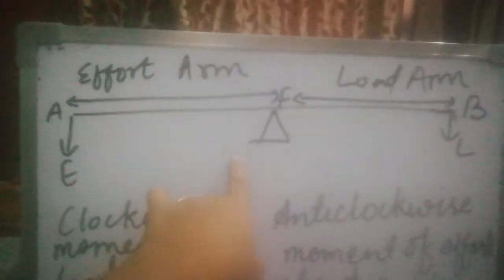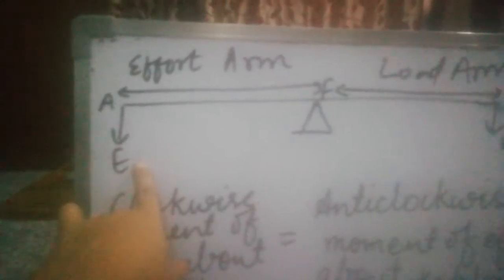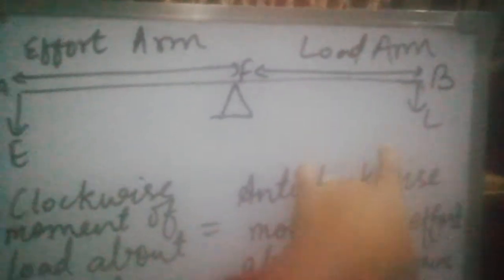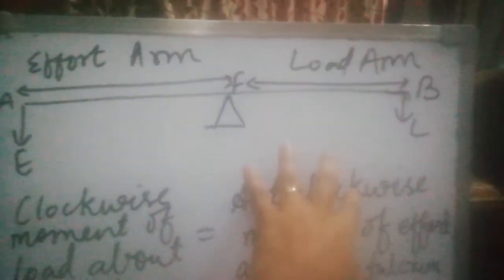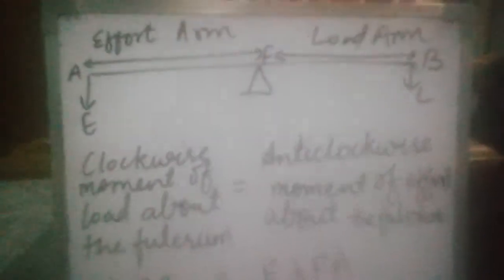See children, this is the lever. The fulcrum is in between, effort is acting at one point and load is acting at one point. The distance between the fulcrum and effort is known as the effort arm, and the distance between the fulcrum and load is known as the load arm. Now children, the lever works on the principle of moments.